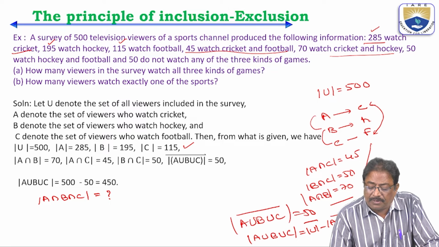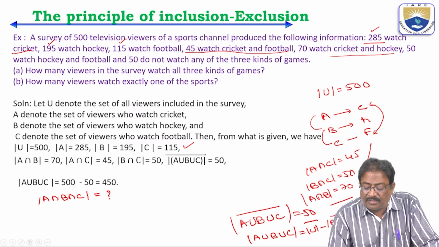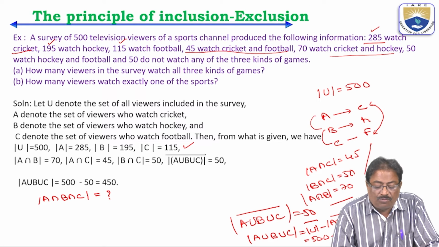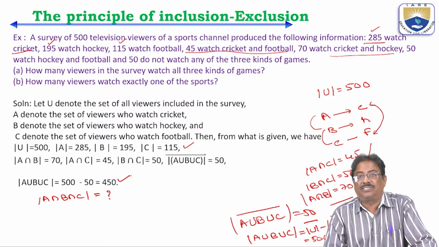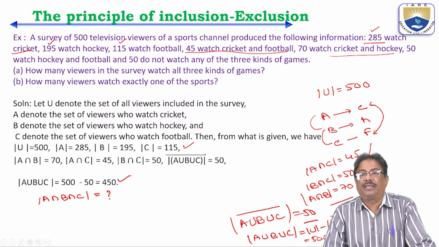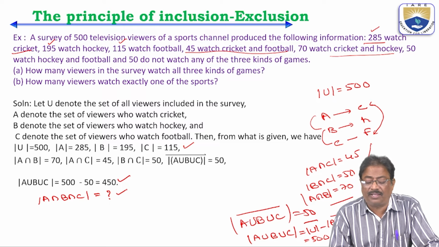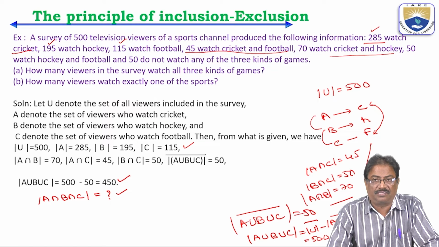This is just I am taking like this. So now it is nothing but 500 minus 50. So subsequently, 450 are watching at least one of the games. Now we have to calculate what is A intersection B intersection C.